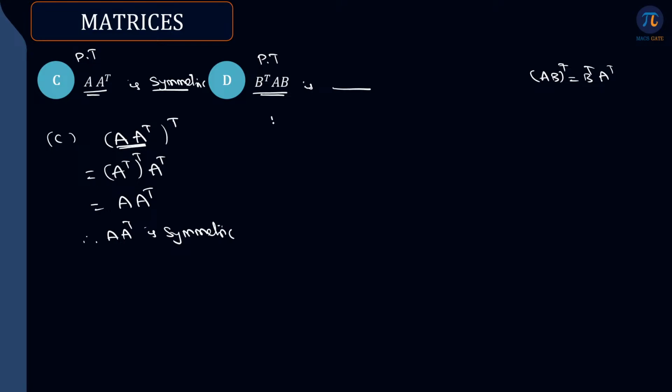You can try this problem also, sir. What can you say about this? B transpose AB. Any matrix if we give, just take the transpose of it. So what is it, sir? Reverse order you write. First the last matrix transpose, next matrix transpose, first matrix transpose. This is B transpose into A transpose into B. But here you can't say anything. It depends on whether A is symmetric or skew symmetric.